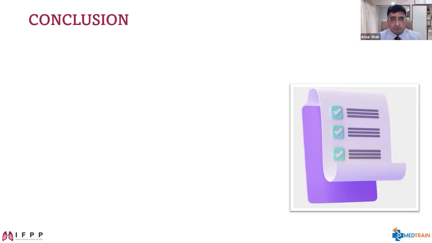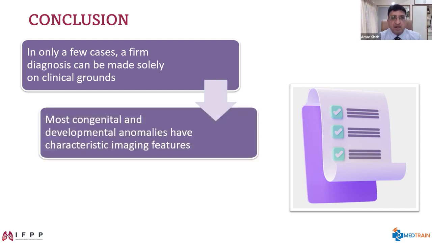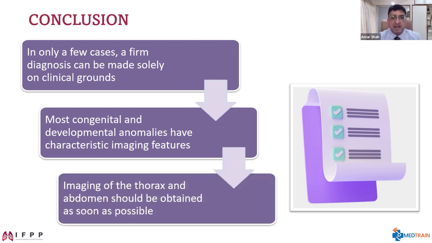So to conclude, for congenital lung anomalies, only a few cases may be there where a firm diagnosis can be made solely on clinical grounds. Most of the congenital and developmental anomalies have characteristic imaging features, and imaging of the thorax and abdomen should be obtained as soon as possible if you are suspecting a congenital lung problem, because without imaging, diagnosing of these lesions may sometimes be difficult.